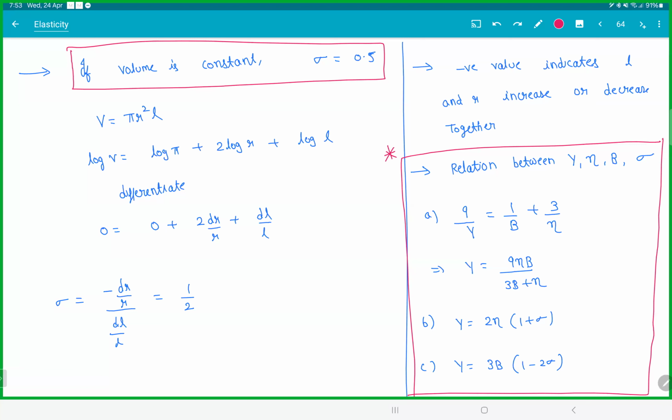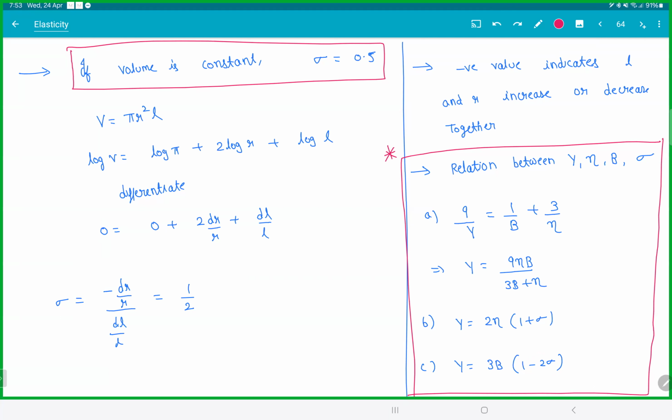Any doubts on this? Clear with this? Hi, Shan. If we want to prove those relations between Y, eta, K, and sigma, how do we do that? We can prove it, but we don't need it. Delta V by V and all that is there. If you see here, sigma is equal to half means volume is constant. So bulk modulus is what? Delta V by V. That delta V by V you can write as what? In this case, this won't be 0. This will be dV by V. You can get relations from there and solve. You can prove it, but we don't need the proofs.